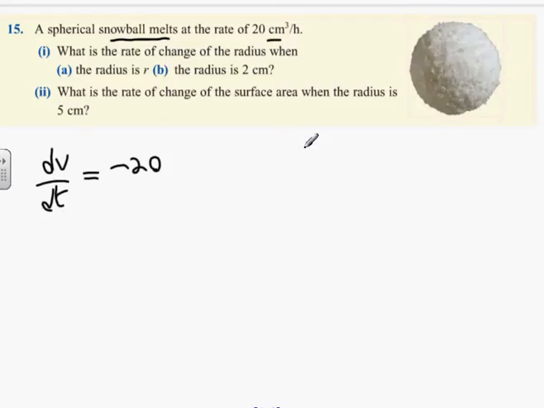Now, we want to find out what dV/dr is. Oh, sorry, no, excuse me, dr/dt. See the word rate? Rate usually means with respect to time. So when you see the word rate, dt is usually on the bottom. We're looking for dr/dt. Okay? Now, dr/dt, we're going to have to use dV/dt.